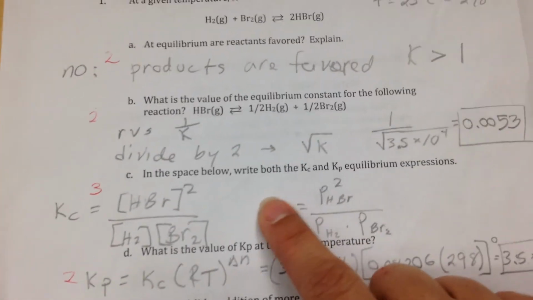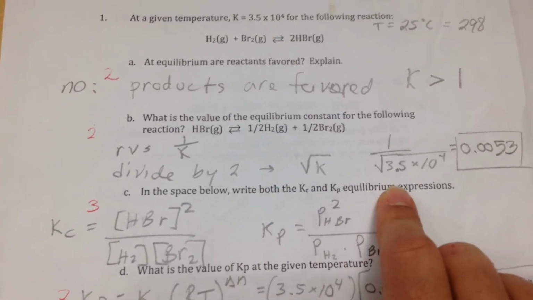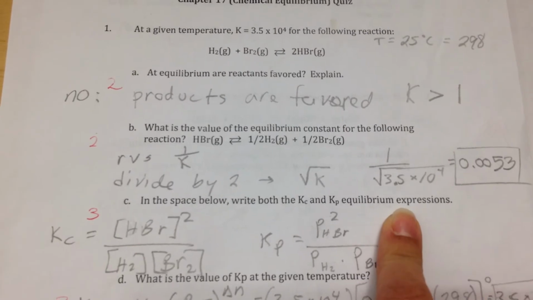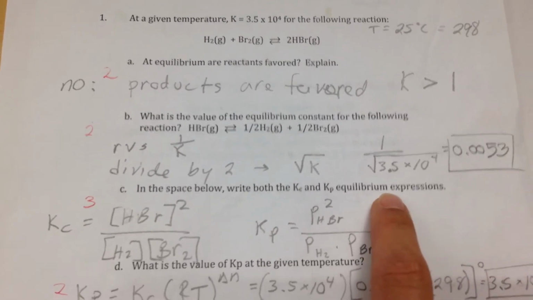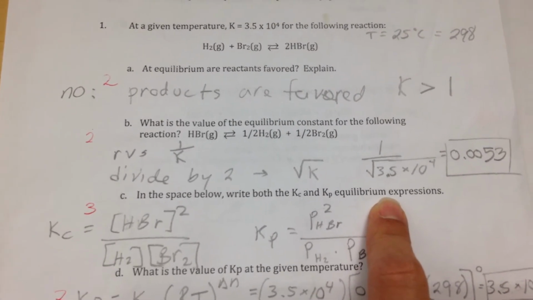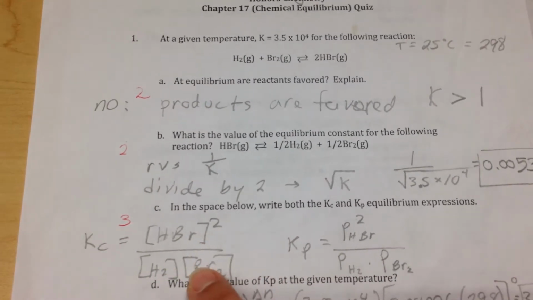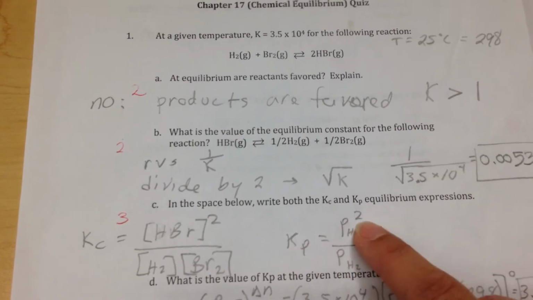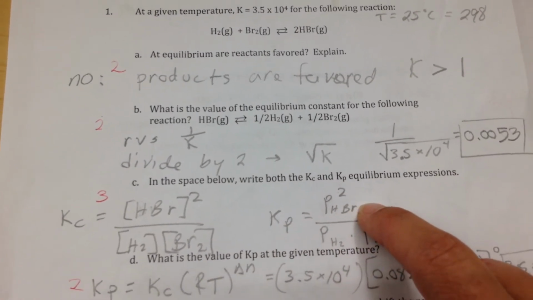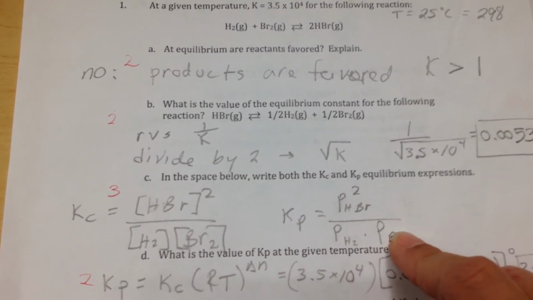Okay. For part C, the equilibrium expression is just products over reactants with everything raised to their exponents, or their coefficients rather. So for Kc, it's the concentrations of products and reactants. For Kp, it's the partial pressure of the products over the partial pressures of the reactants.